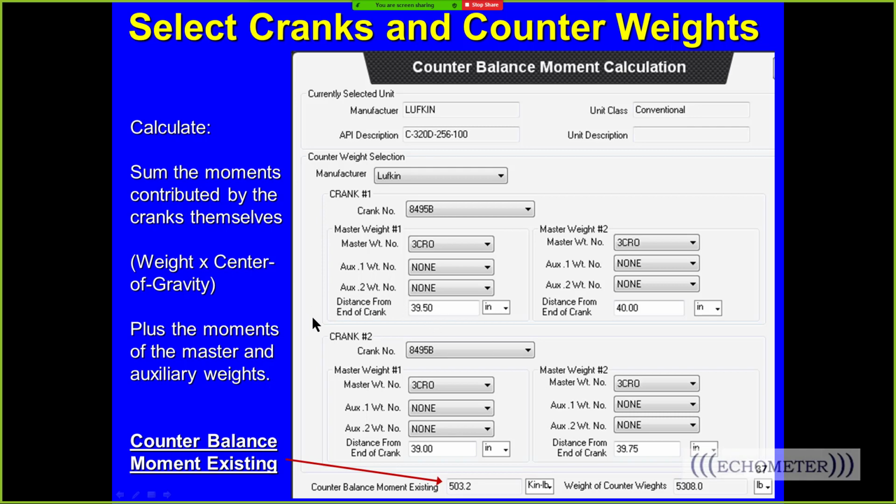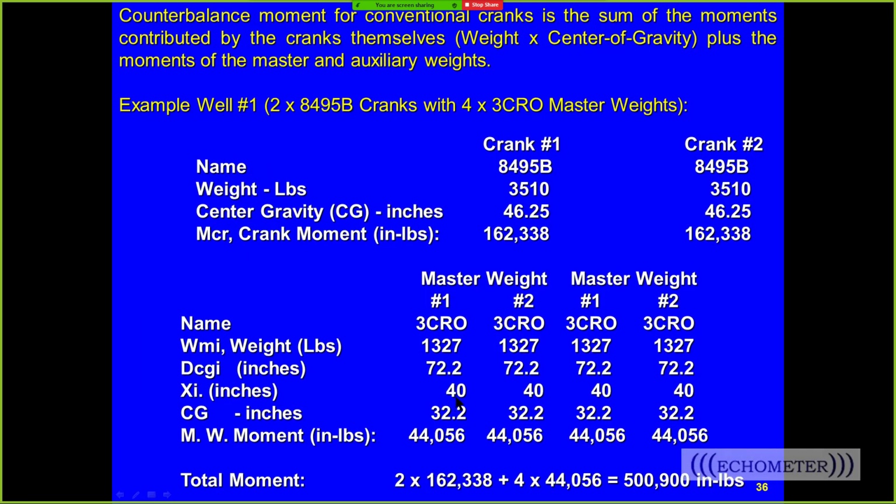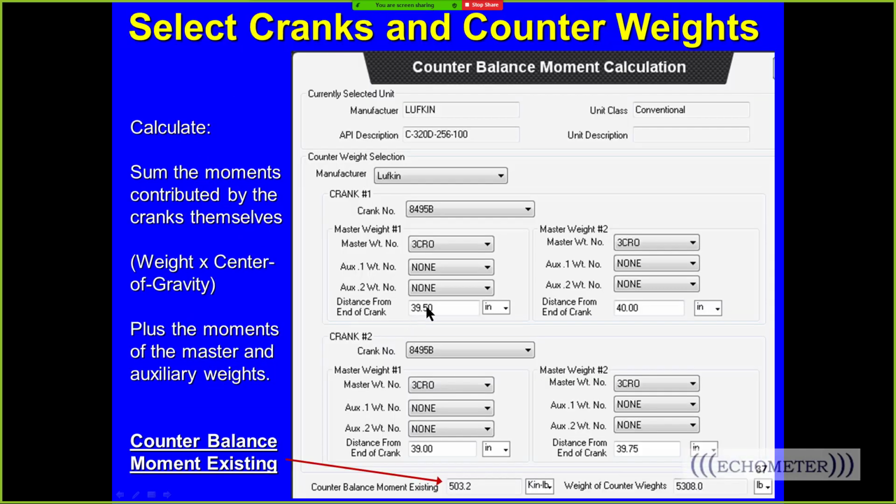So you don't have to worry about that math we just talked about. That's just showing you how it's done. And see, look, I used 40 inches for the crank. Well, they weren't really 40 inches. 39.5, 40, 39, 39.7. So the software calculates the moment from this crank, and it calculates the moment from whatever master weight is on there, and how far it is from the end of the crank, and it adds all these 4 master weights up, and that becomes the weight of the counterweights that you can move, and that is the counterbalance moment based on the actual locations, not the estimated 40 inches that we talked about just a minute ago.